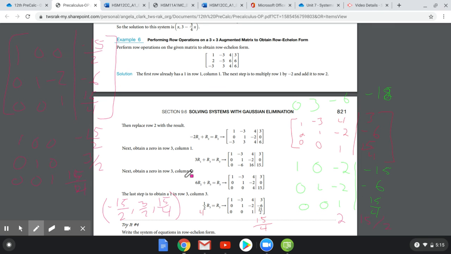All right, so this is reduced row echelon form. And in this form, we can just read the solutions off of the side.